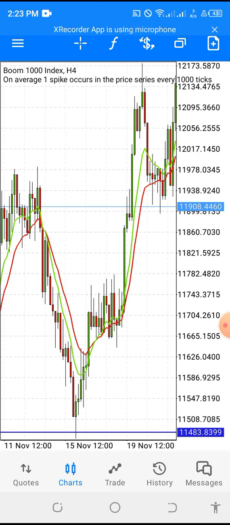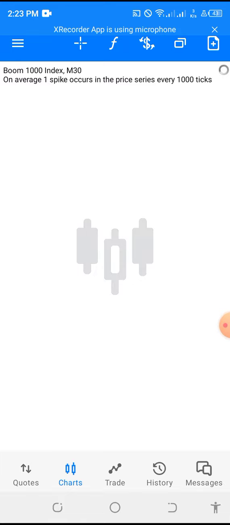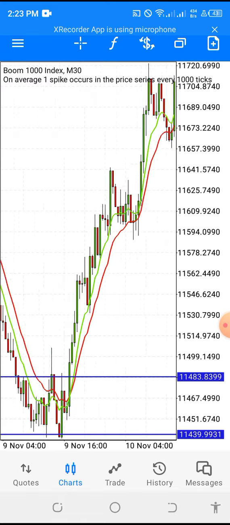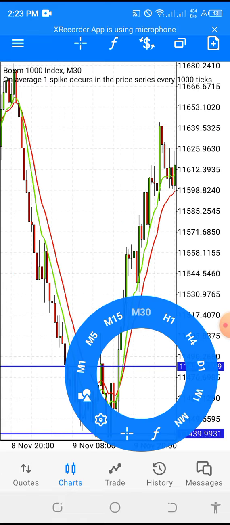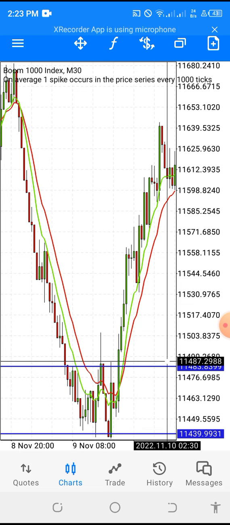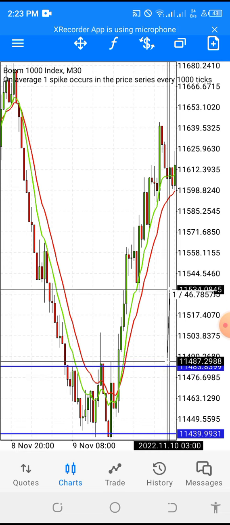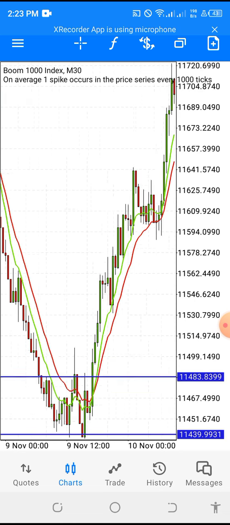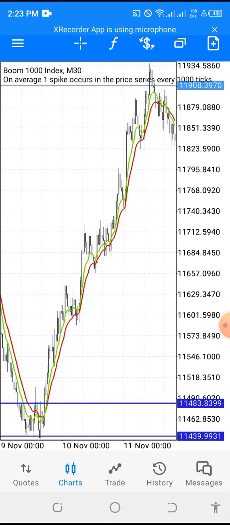So you go to the 30 minutes time frame, like I said in my previous videos. When you see this crossover, it is very simple. You place your buy and you take your profit at the next key level. Very, very simple.